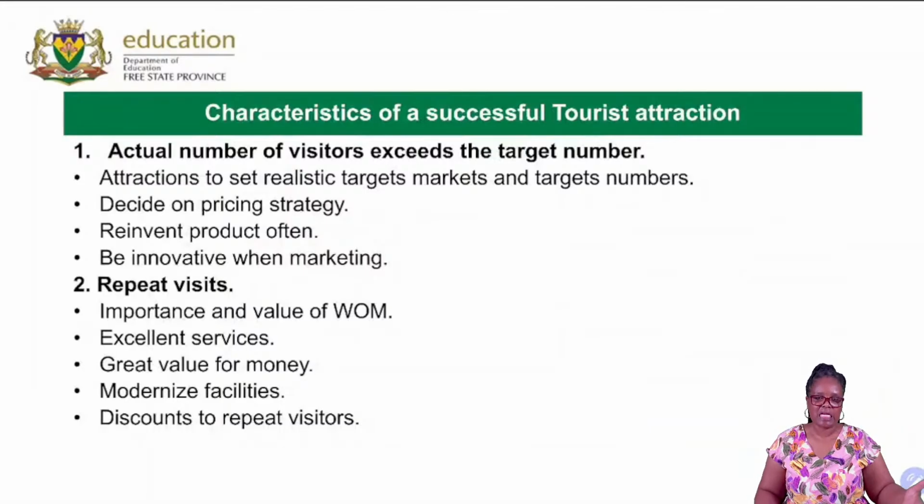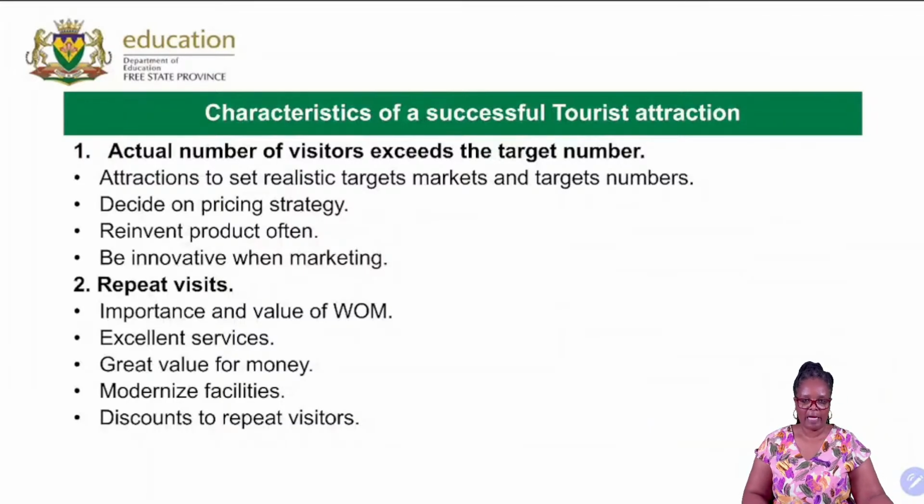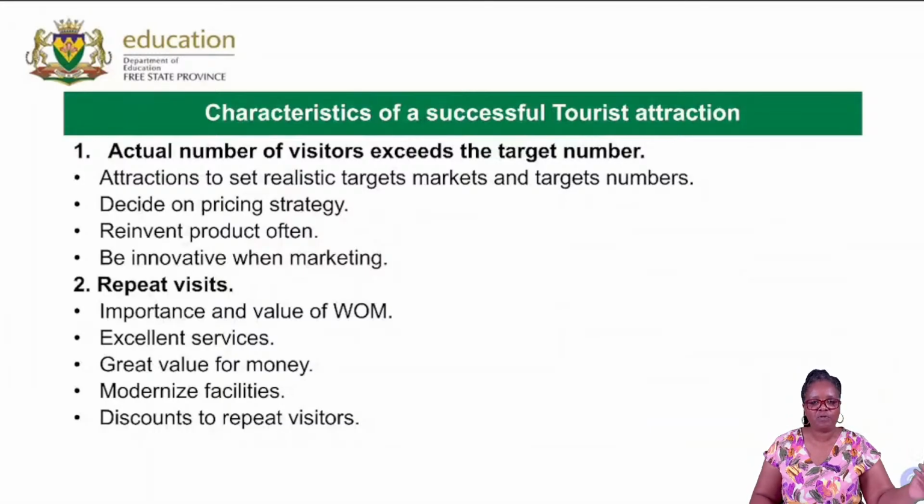And often they need to reinvent their product. Is it working? Is it not working? How can they improve on that? They need to improve their product to make sure that they have more tourists coming to their attraction. And we talk about marketing. They need to be innovative when marketing. We talk about which platforms they are going to use.